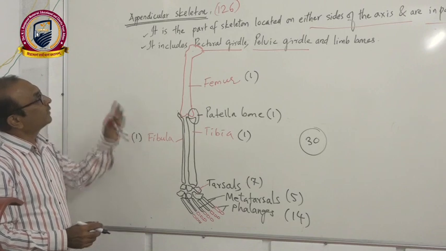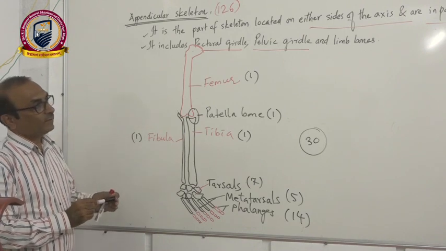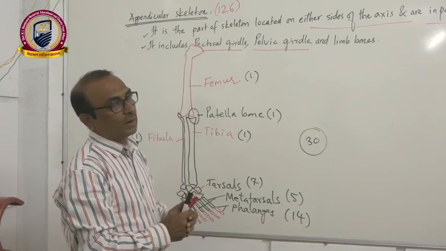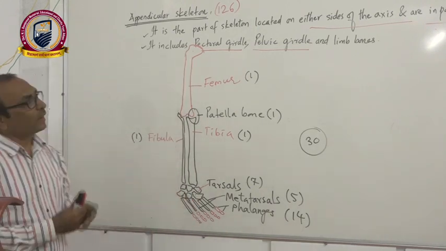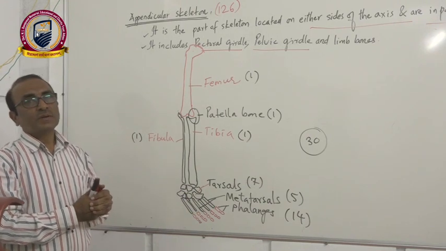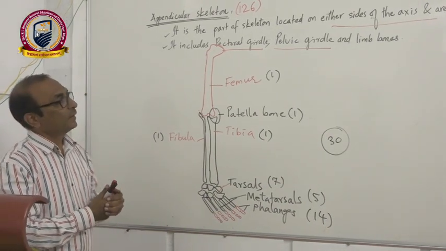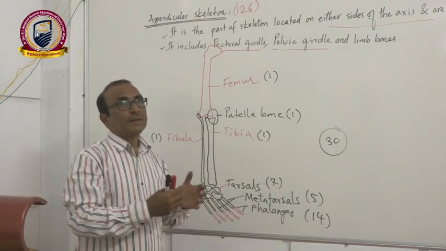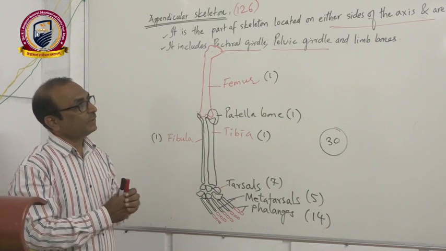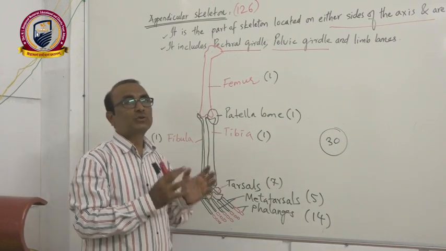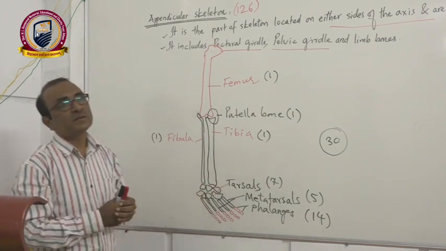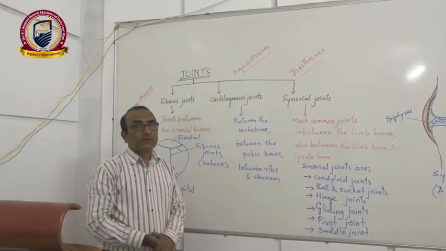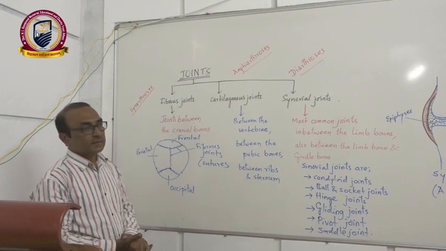So this is about the appendicular skeleton we have learnt. Appendicular skeleton in all has got 126 bones. What are these bones and how they are arranged in our limbs and in the girdles we have seen. Now we'll take up the joints. Another very important concept in this chapter is to know about the types of joints and how these joints help us in movements. Okay, now let us start with the joints.